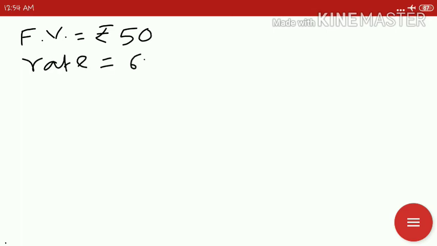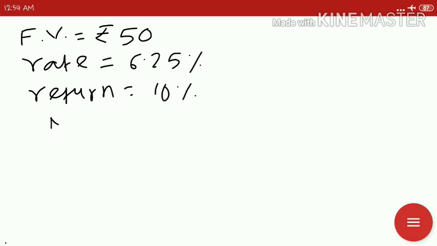So from the given part, we have collected the data as the face value, that is rupees 50, the rate, that is 6.25%, the rate of return, that is 10%. We need to find out the market value at which the shares are quoted.